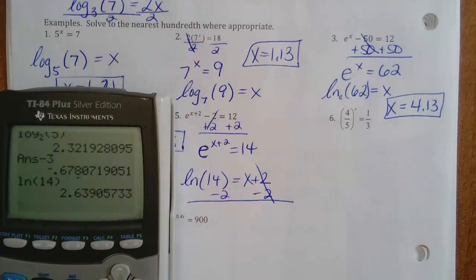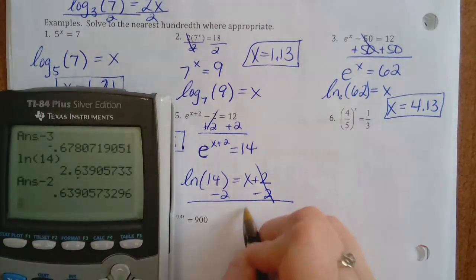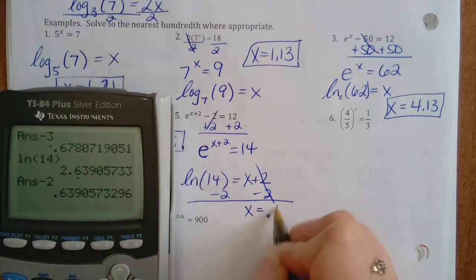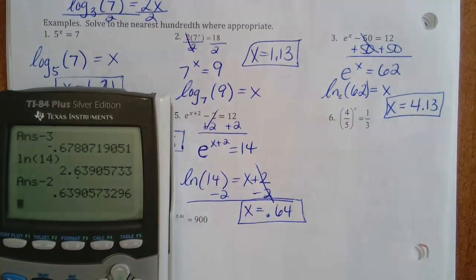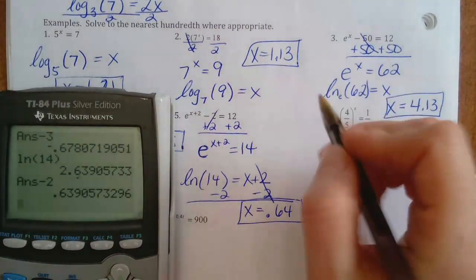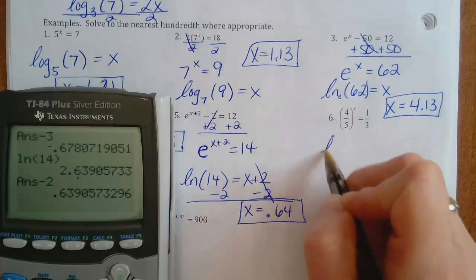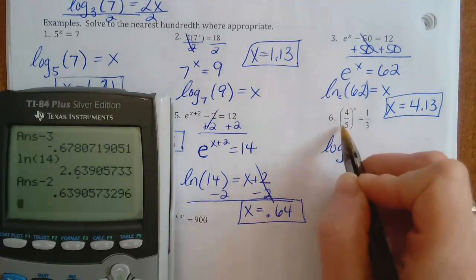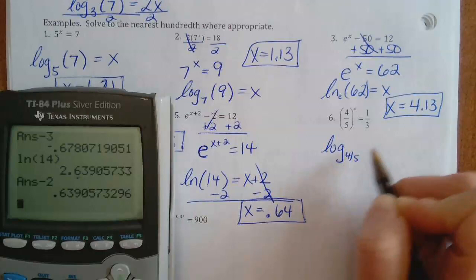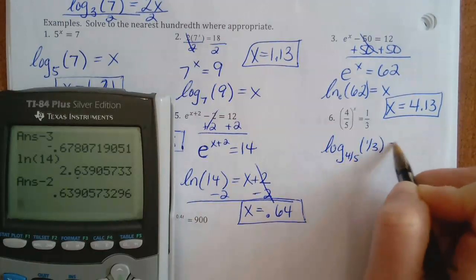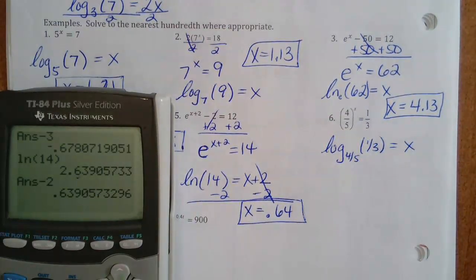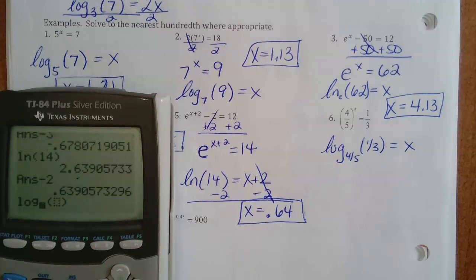All right, so natural log of 14, let's take 2 away from that answer so we can finish the solving, 0.64. We are flying. Soaring. All right, log. This is isolated already. So log base, answer, power. We can type fractions in there. 4/5, 4 divided by 5, and 1 divided by 3.